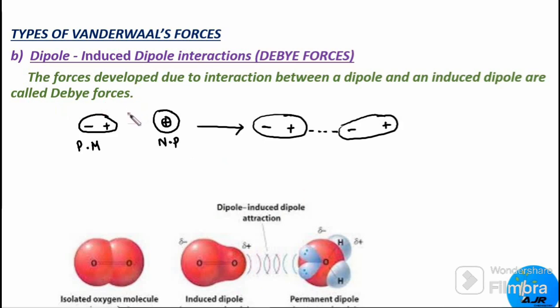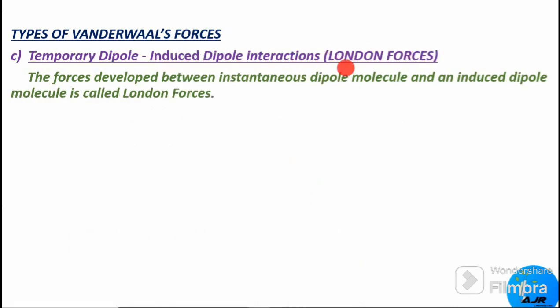Can you understand? Now let us see the next type of force, that is London force, which is created due to a temporary dipole and an induced dipole. Okay, the final one is the London force. London force is nothing but the temporary dipole and induced dipole interaction. It is the force developed between an instantaneous dipole molecule and an induced dipole molecule. An instantaneous dipole is nothing but a temporary dipole. So the London force is the electrostatic force of attraction formed between a temporary or instantaneous dipole molecule and an induced dipole molecule.